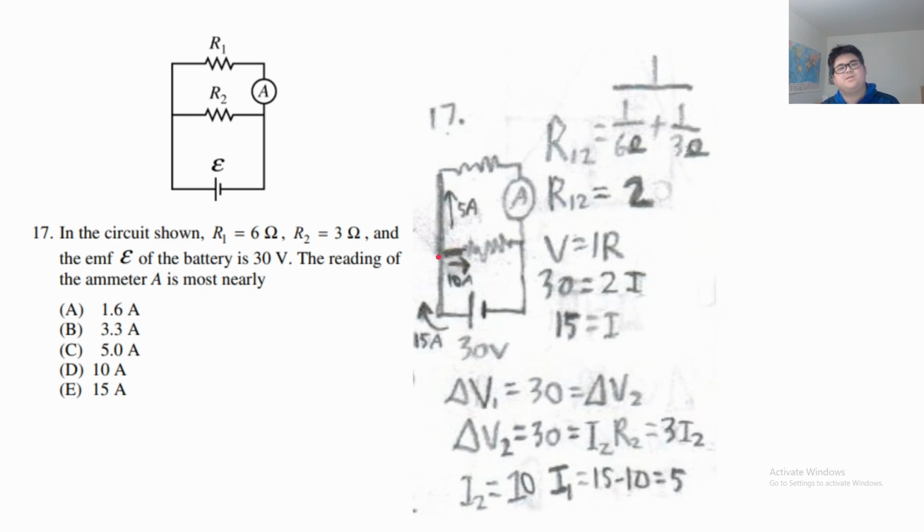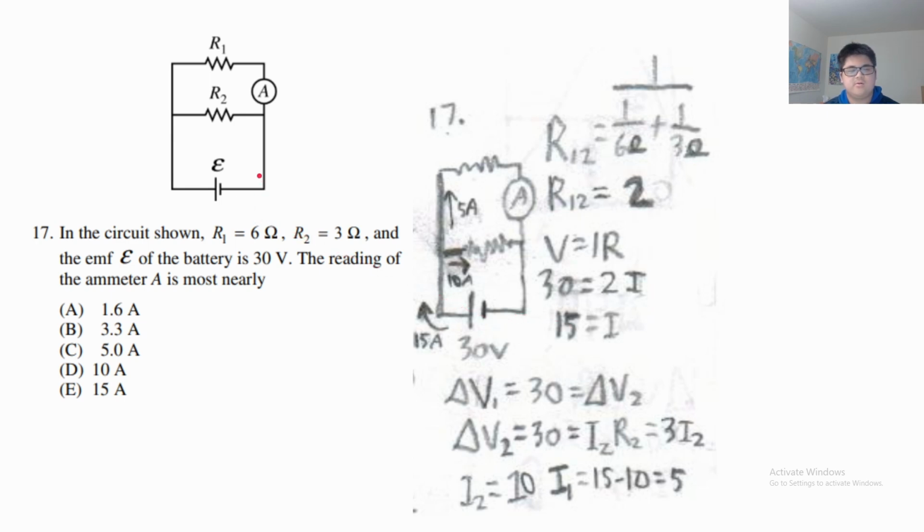Since these two resistors are in parallel, we are going to calculate their equivalent resistance, which is 1 over 6 ohms plus 1 over 3 ohms. That is equal to 2, so the equivalent resistance of the two resistors is equal to 2 ohms. Now voltage equals current times resistance, so 30 is equal to 2, the resistance, times I, the current. And therefore I equals 15, the current is equal to 15 amps.